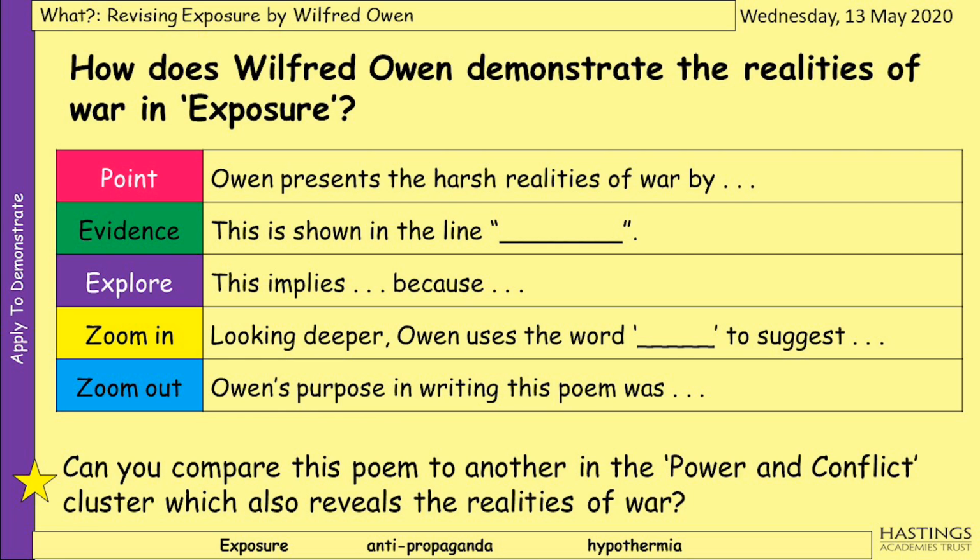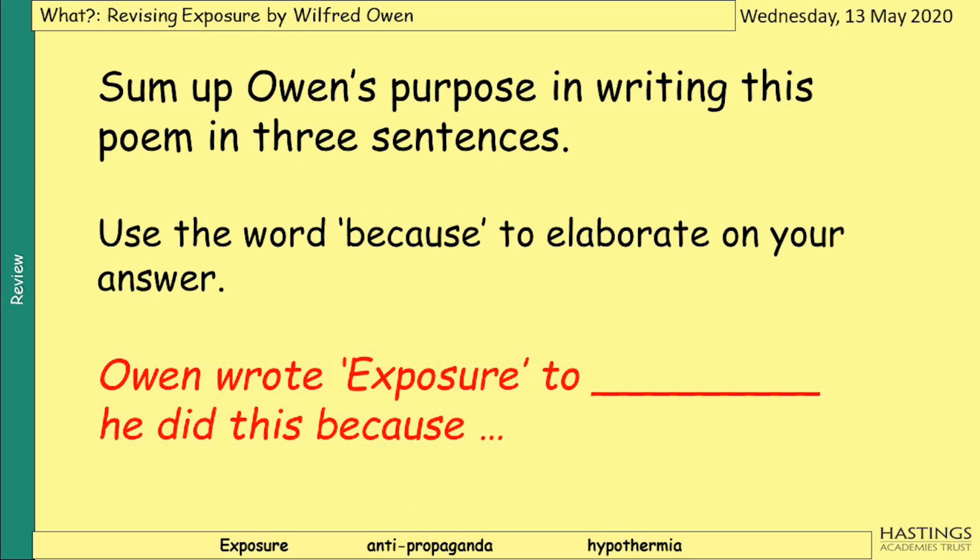Once you have finished, make sure you send your writing to your English teachers so that you can get some feedback. Finally, for your review, for some of you, this will probably be a bit of a repeat of your zoom out, but can you sum up Owen's purpose in writing this poem in three sentences? Please use the word because to elaborate on your answers.